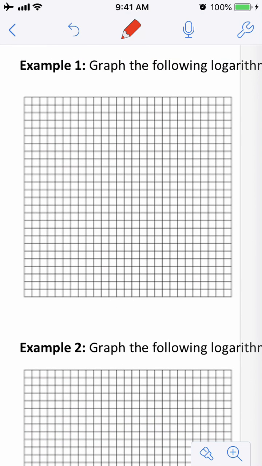I have to be very careful. I'm going to start with some axes.